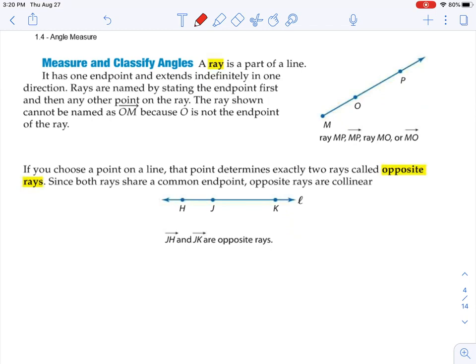A ray is a part of a line. It has one end point and extends indefinitely in one direction. So in this case, M is our end point and it extends indefinitely in this direction.